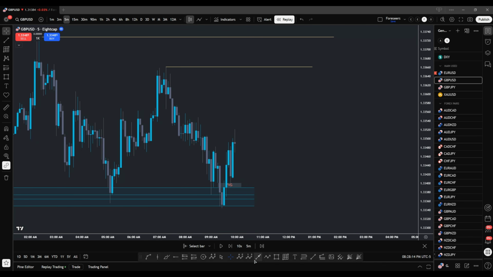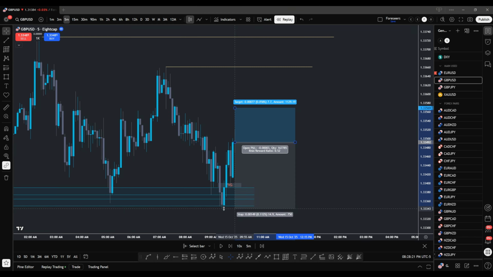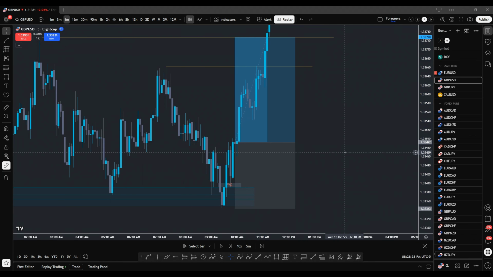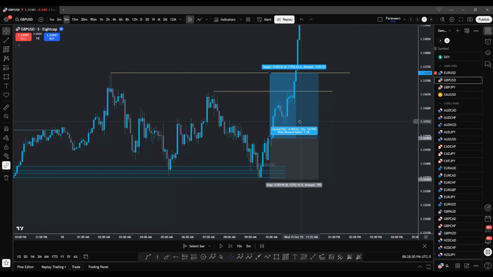That's a pretty big candle. You know what? I'll enter here. Stop loss down here. And we're going to try targeting that liquidity. Perfect. Now, obviously, guys, I cherry pick my examples like I've said, just to illustrate my points exactly.